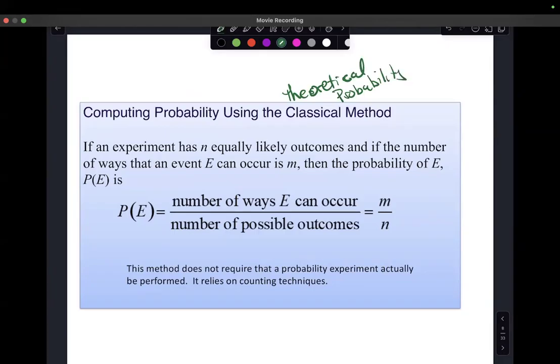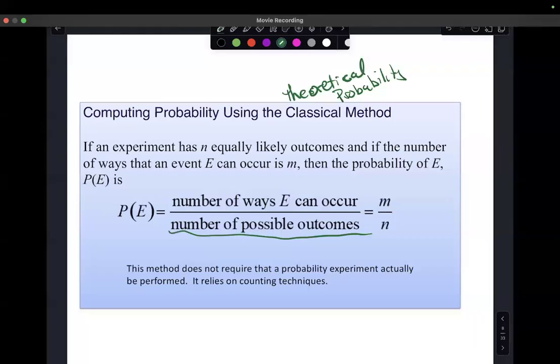Okay, so we know that everything has an equally likely chance to happen. So we first need to know the number of possible outcomes. So if I had a bag of M&Ms and there were 45 M&Ms in there, there are 45 different outcomes, 45 different things that I can get. So it'd be out of 45 M&Ms. So the number of possible outcomes.